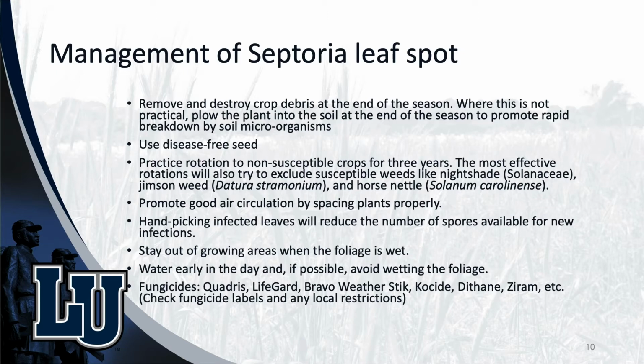Try to have good spacing between the plants, so that there is good aeration and leaf wetness is not there for a longer duration. Hand picking infected leaves will reduce the number of spores. So as you scout your field, if you suspect that there is Septoria occurring on certain leaves, start by watching the older leaves, because it targets older leaves first than the younger leaves. So you can pick them and remove them from the plant.